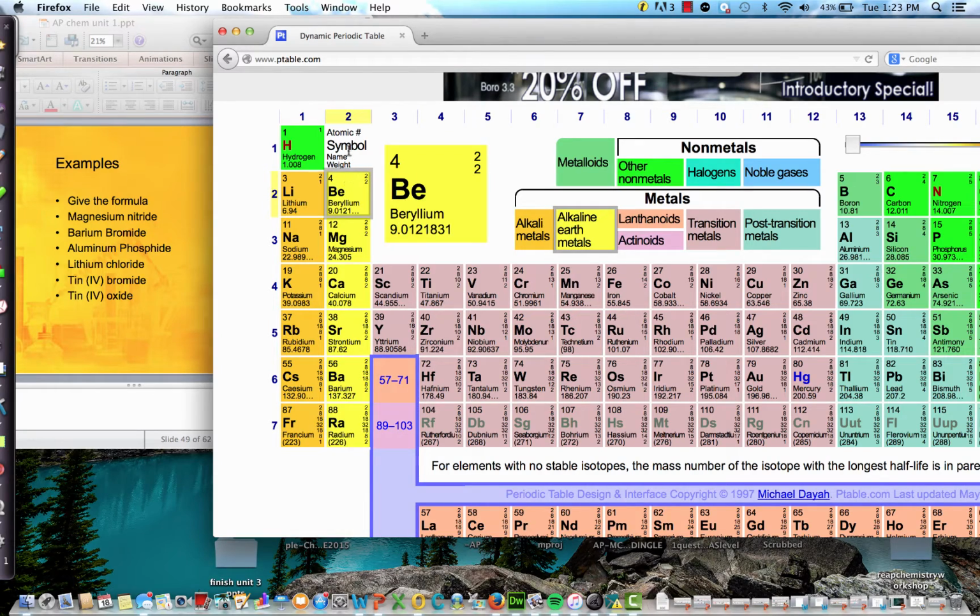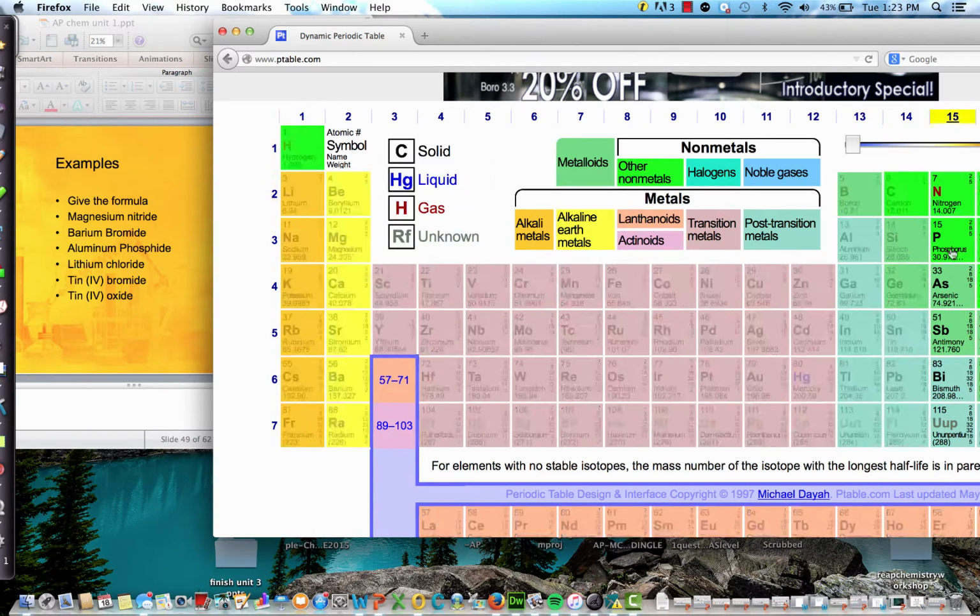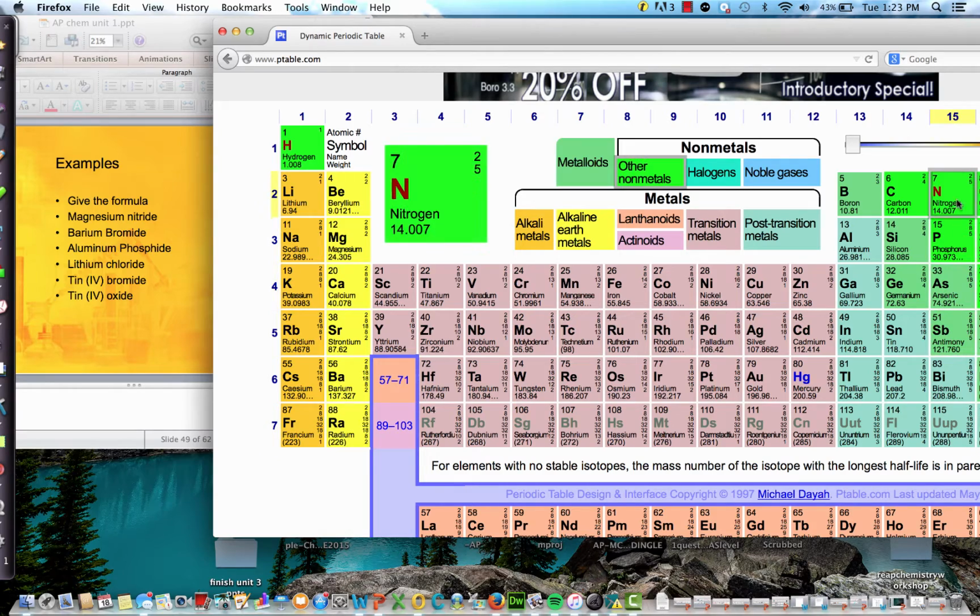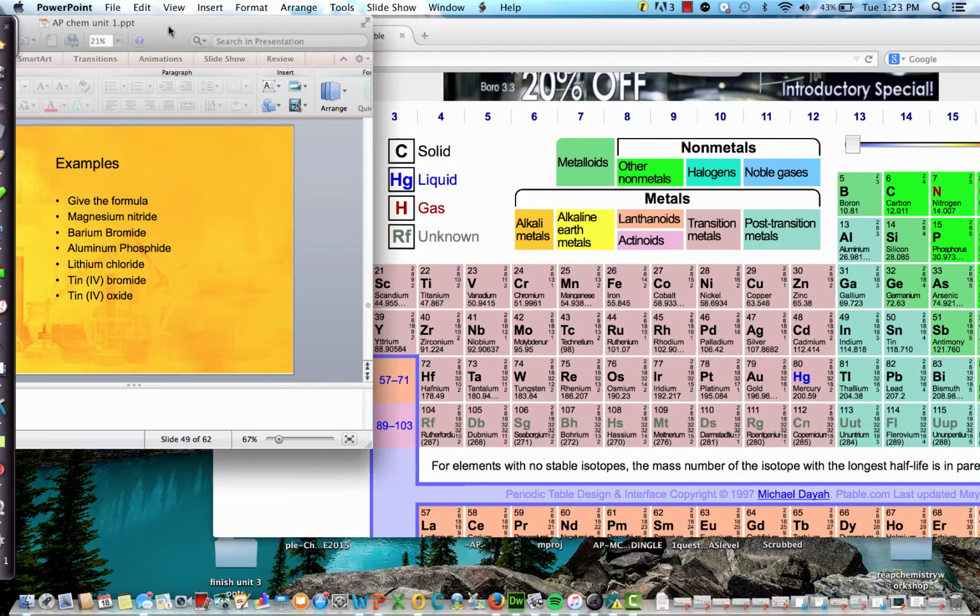Right here, magnesium is in group 2, and group 2 has a +2 charge. Nitrogen is in group 3, which has a -3 charge. So hopefully you wrote those all down so you can just refer to your notes for that and then memorize that.